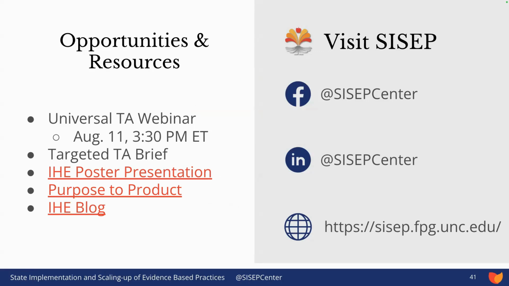We also want to highlight the fact that we'll have our Universal TA webinar on August 11th at 3:30 p.m. Eastern Time. Our targeted TA brief will be available soon. It's in the final edits, and it will be sent out when we send out the recording from this webinar. We also talked about 3 products from our IHEs: the presentation, their purpose to product, and the IHE blog, which are all attached here.